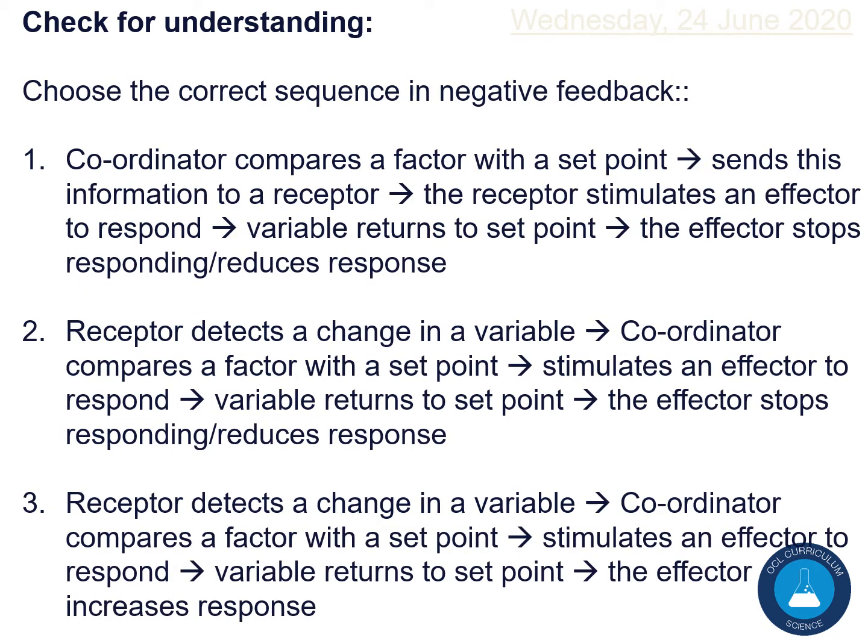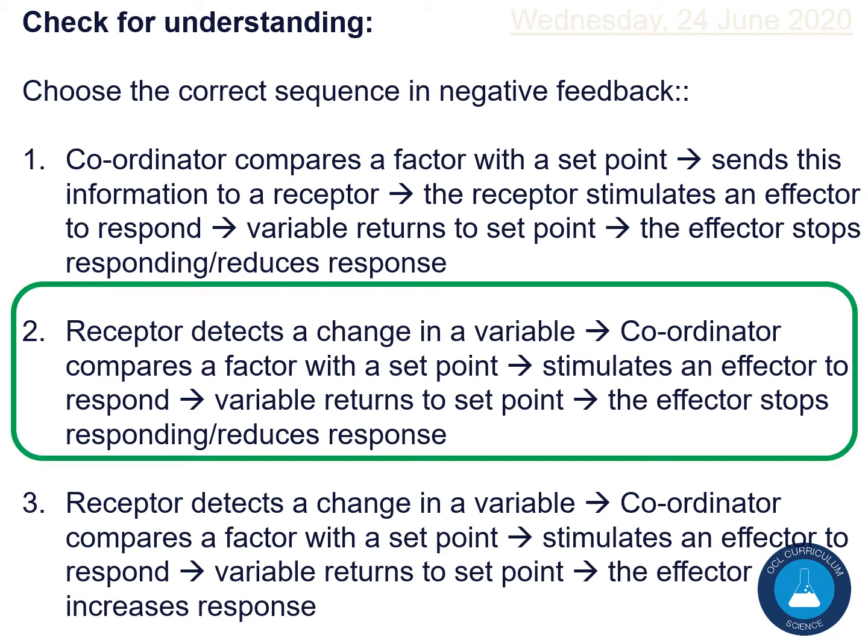Next checkpoint. You need to read each of these really carefully and choose the correct sequence or order in negative feedback. Pause the video now and restart when you've chosen your answer. Okay, you should have chosen number 2. Let's compare number 2 with number 1 and number 3 and see why this one is the correct answer. Number 1 is incorrect because we start with the coordinator and then we move on to the receptor. That is incorrect because receptors are always the first point in any of these responses. So 1 we dismiss because it starts with coordinator rather than receptor.